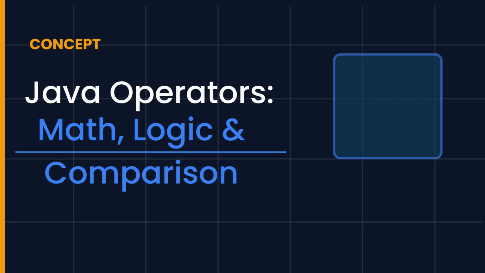If you've been following along by now, you know how to declare variables and store data. But data sitting still doesn't do anything useful. You need to operate on it. That's exactly what operators are for. Today, we are covering three types: arithmetic operators, comparison operators, and logical operators. And by the end, you'll be writing expressions confidently.